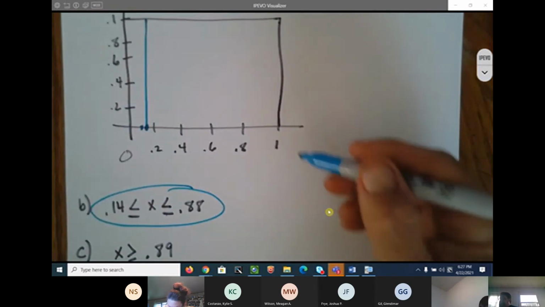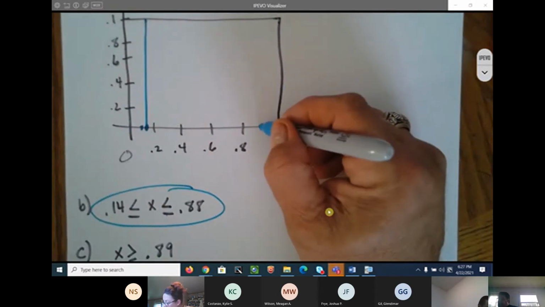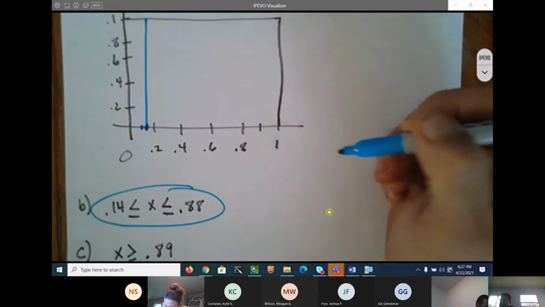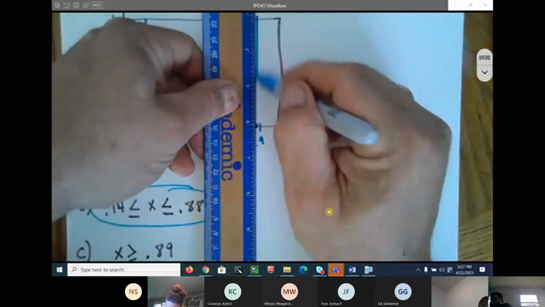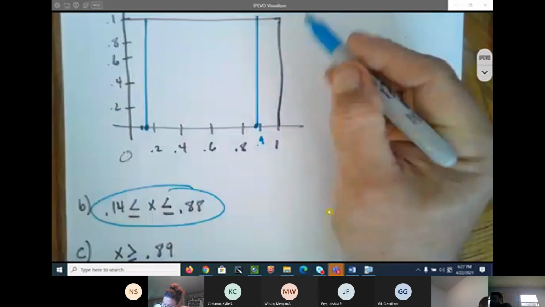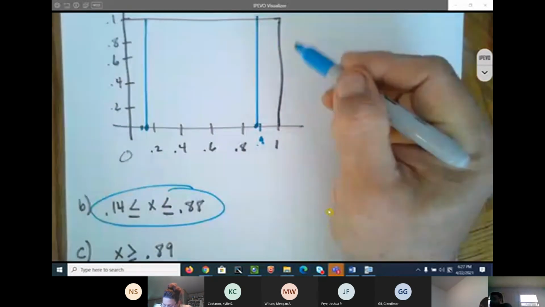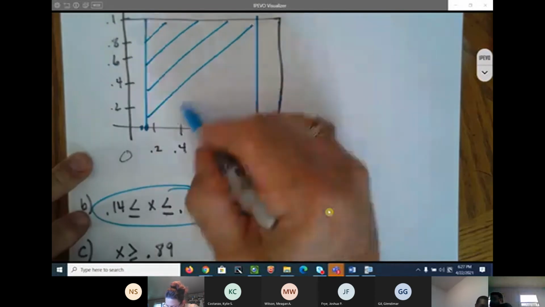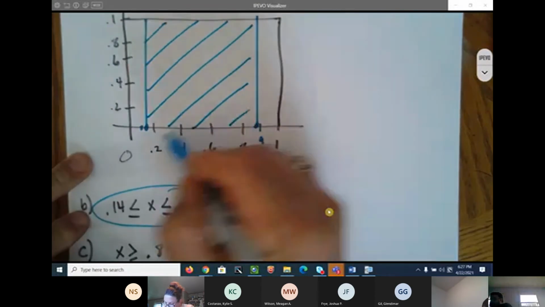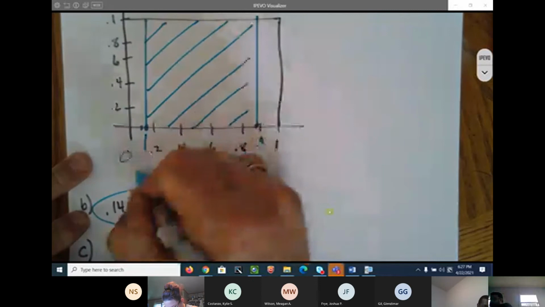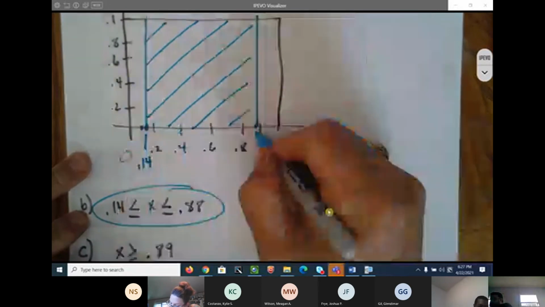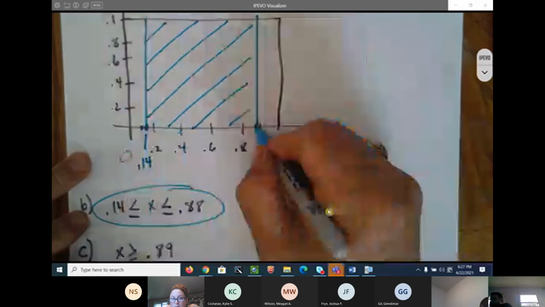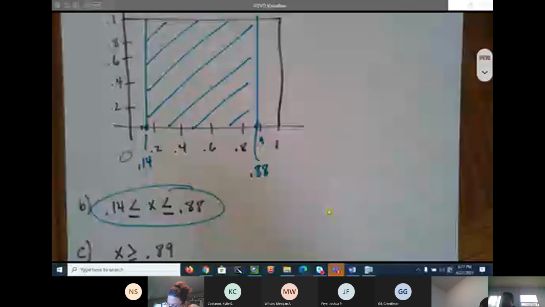And 0.88, well, this is 0.9. 0.88 would be right about there. And they want to know that between 0.14 and 0.88.